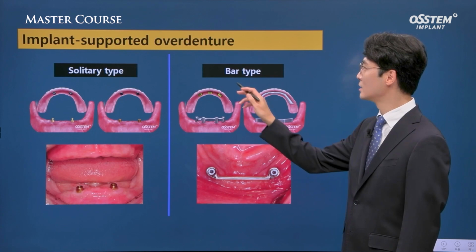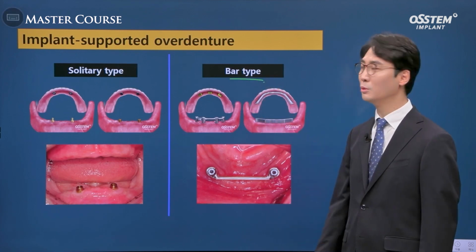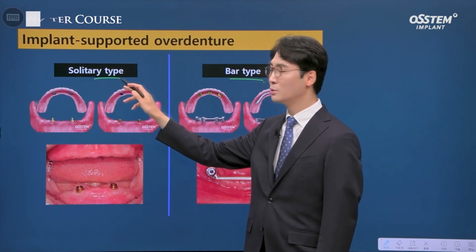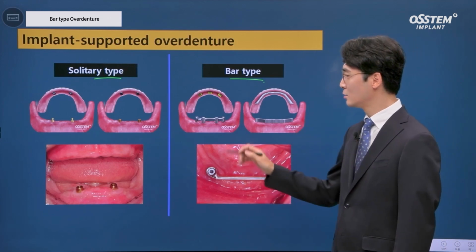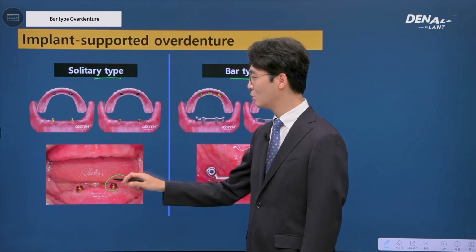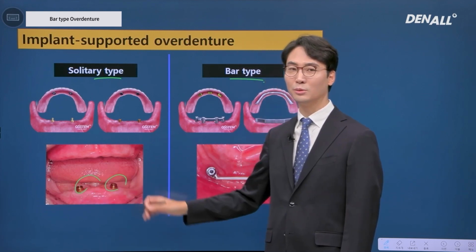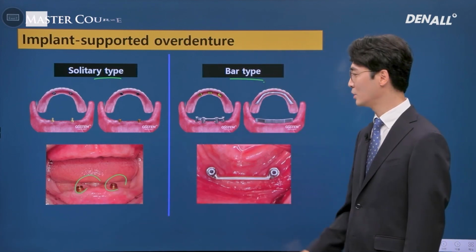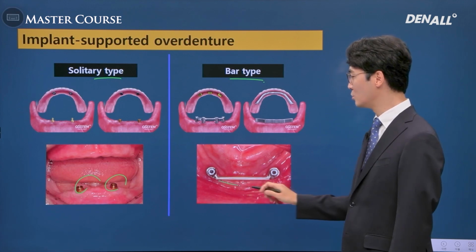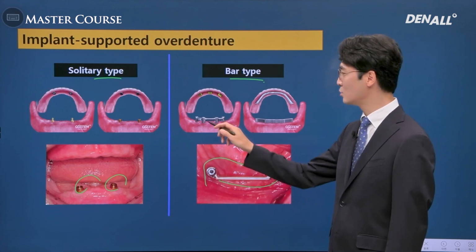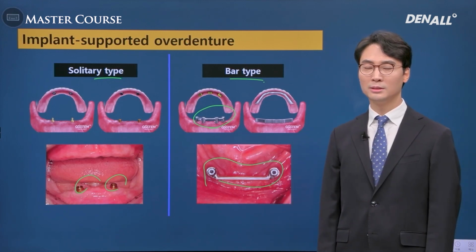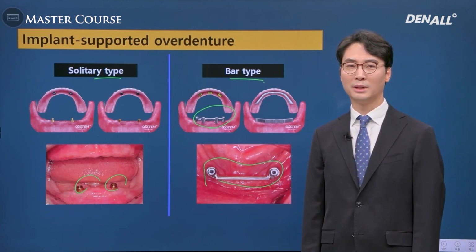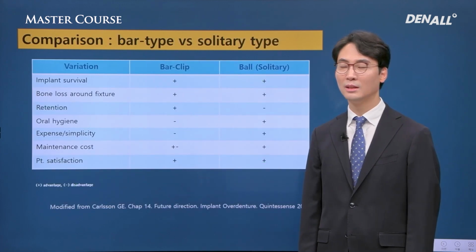Implant-supported overdenture can be divided into bar-type overdenture and solitary-type overdenture, which was addressed previously. By solitary type, it refers to a treatment option where the implants are not connected and solitary attachments are used. In bar type, two or more implants are placed and connected using bar, and implant overdenture is provided.